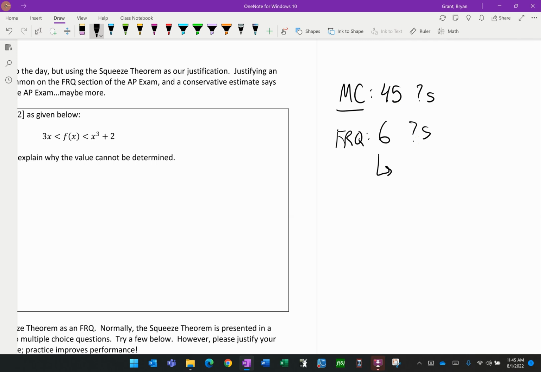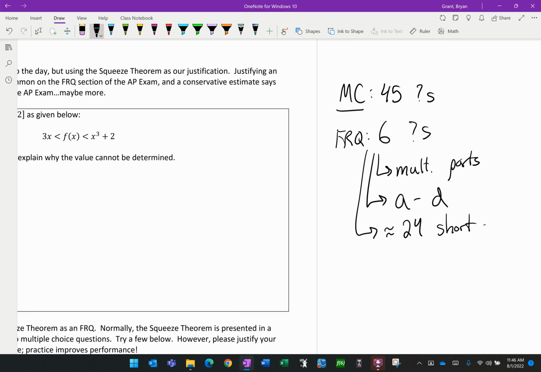However, each question has multiple parts. And I would say on average, we have parts A through D on each of the 6 questions, which means on average there are approximately 24 short answer questions. So 6 overall questions. Each of these 6 questions will give you a stem, an introduction to the problem, and then they'll ask you probably 4 questions about that stem. So it's really kind of 24 short answer questions.